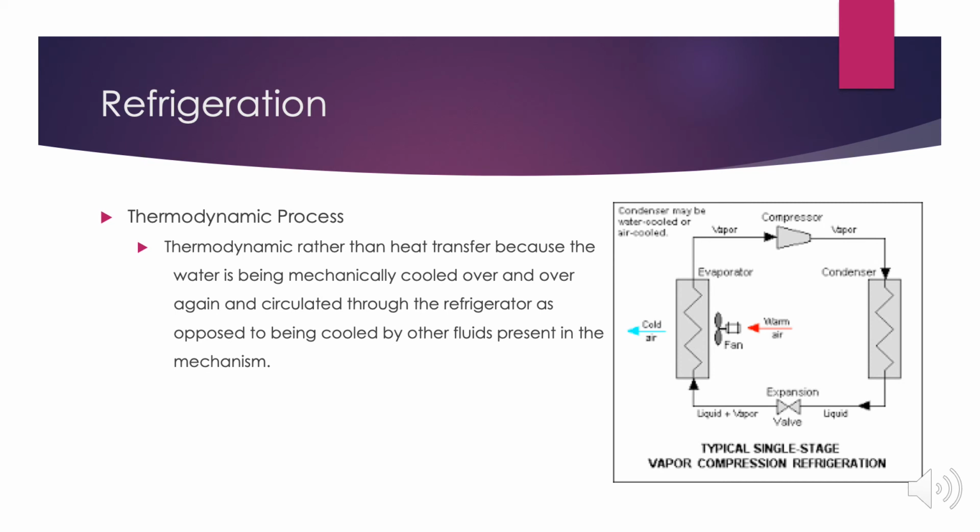It says kind of over here, it can be water cooled or air cooled, but the condenser is what cools down that vapor, and then once it cools down, it can be circulated back throughout the refrigerator to cool the whole thing.